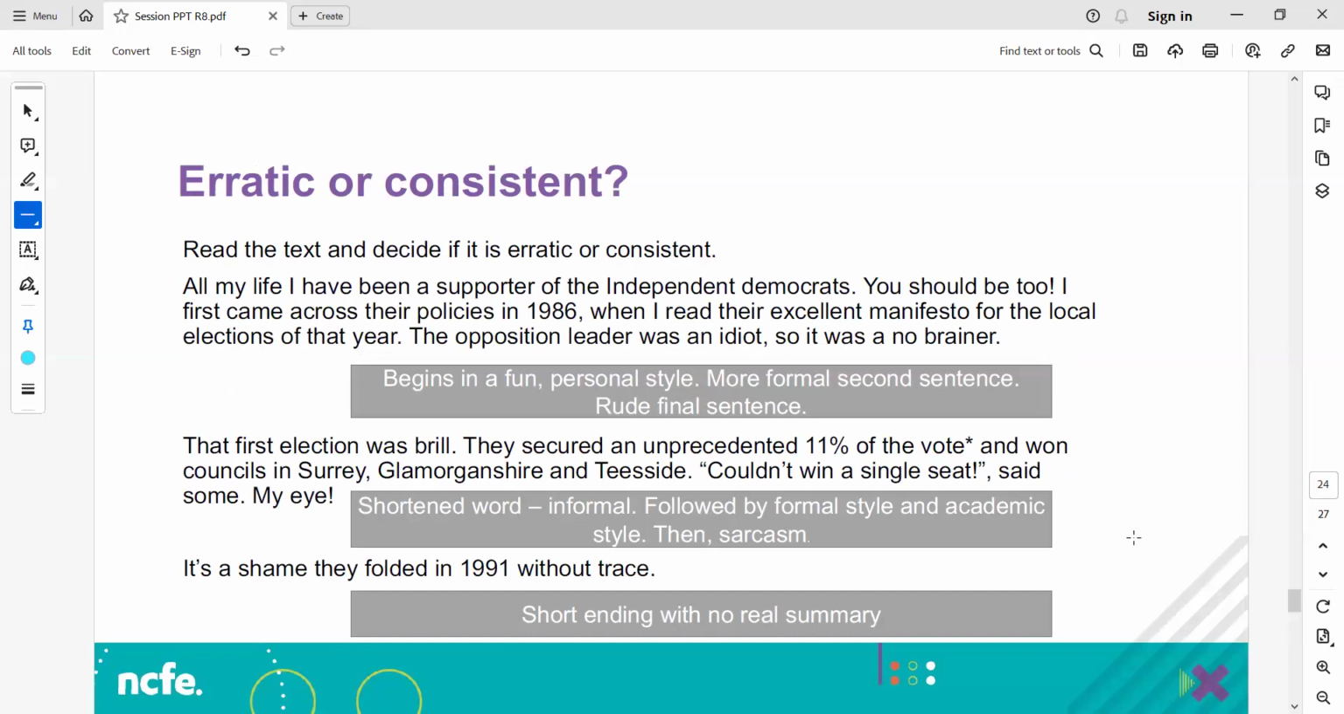It's like a phrase. That one's just the last sentence in this text, and it doesn't give us a summary of this person's support for the Independent Democrats. If someone's writing about their support for this political party, they've told us when they first found them, about an election, and then to finish that, you should really have a bit of a summary of why you still like them or what they've already told us. But instead, they're just telling us they folded without trace. So again, it's erratic. It's not a proper ending. Okay.